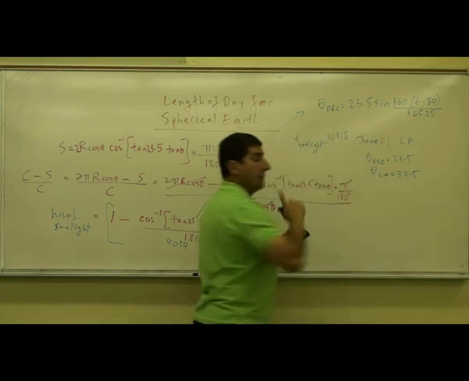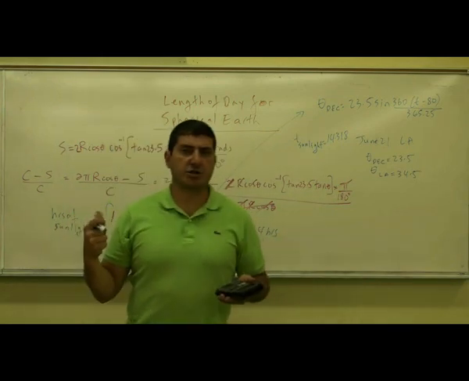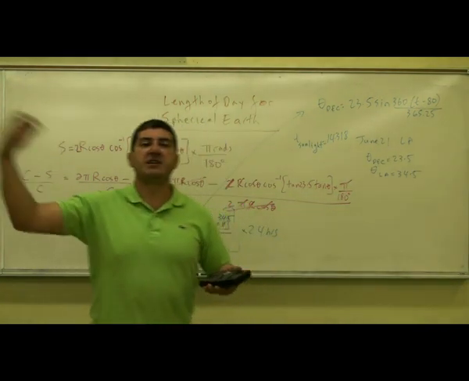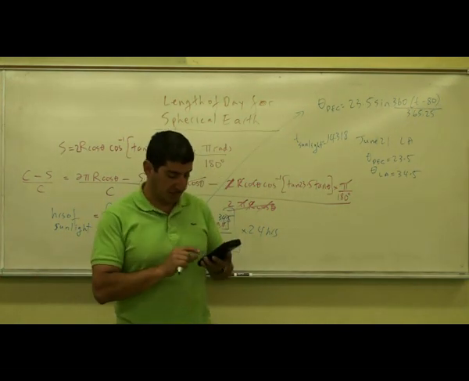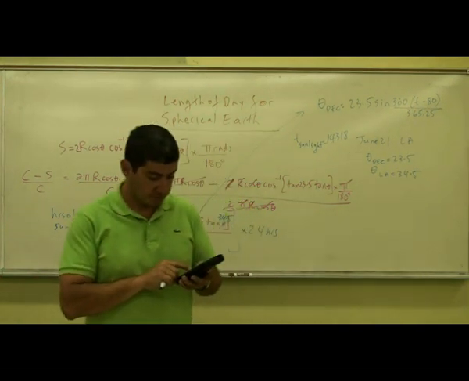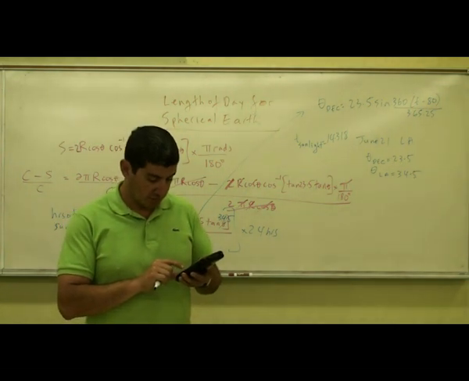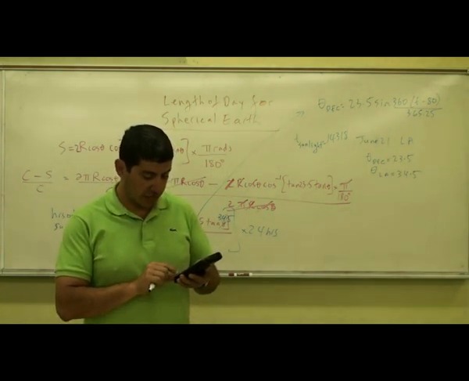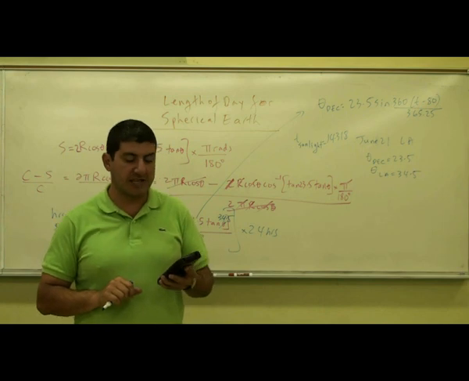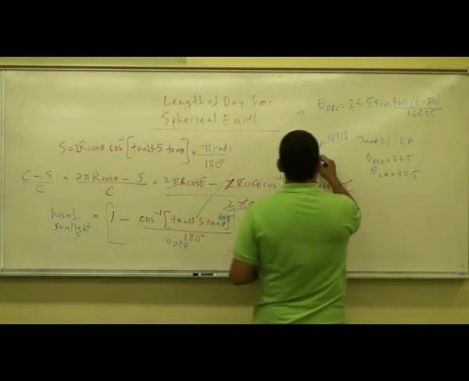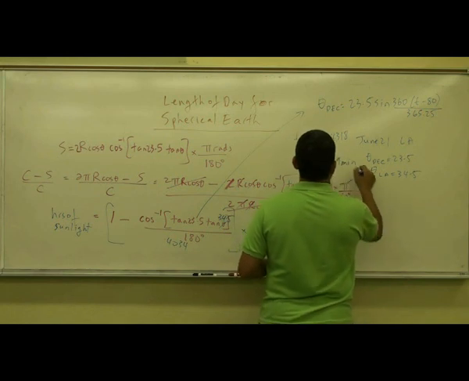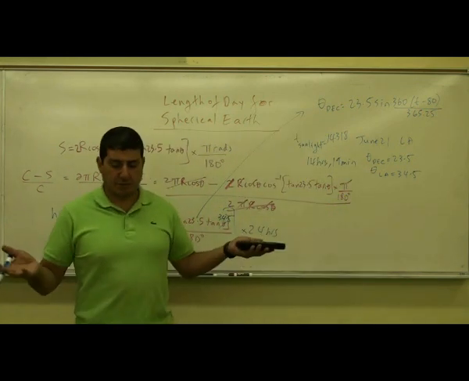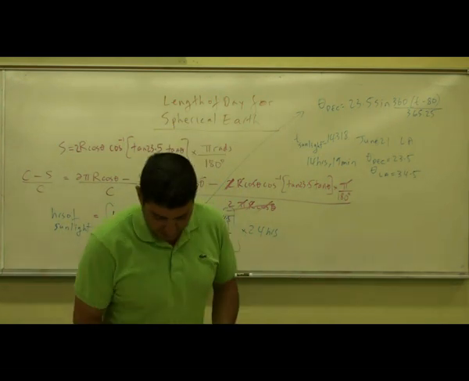14.318. When we did it as a circular Earth, I believe we got something like 15 point something hours. This is a lot more realistic, which is going to be about 14 hours 19 minutes. In reality, that's about what we get in LA.